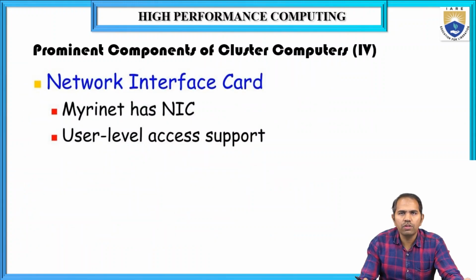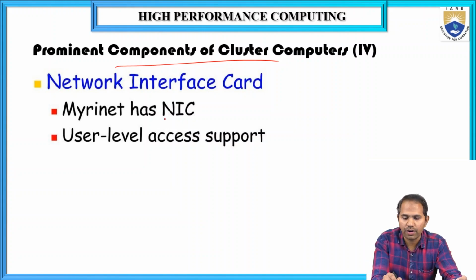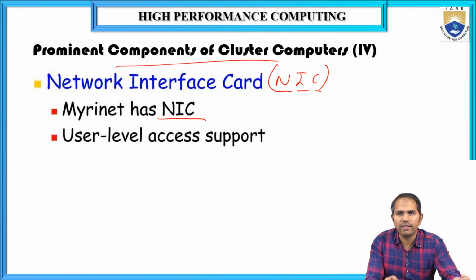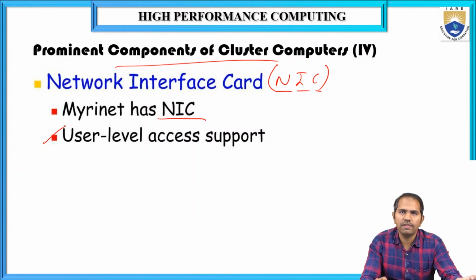In the fourth thing, what are the prominent components? In the fourth point, we discuss the network interface card. This is also important in a cluster environment. In the network interface card, simply written as NIC, Myrinet is used with user level access support. Myrinet as NIC, network interface card. In the fourth stage, the component we take as the NIC is Myrinet, which is supported for cluster computing.